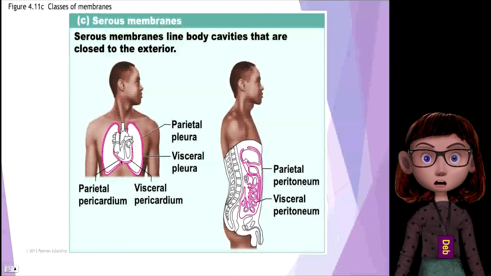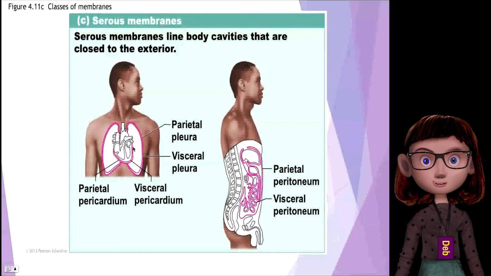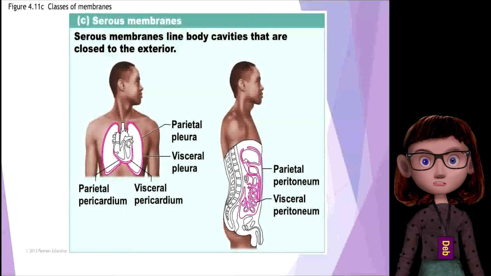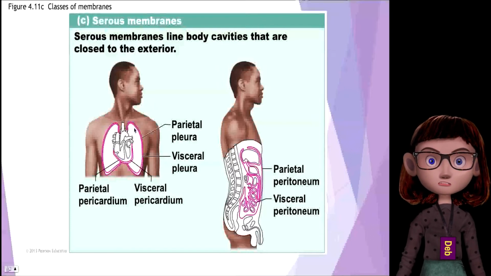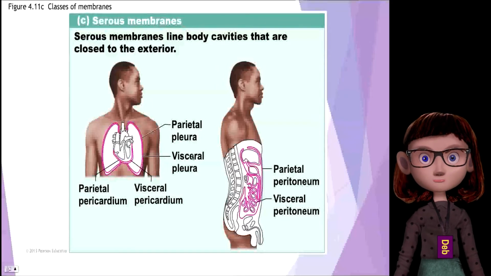Over here, this is the heart, of course, and we have a serous membrane that goes around the heart. And again, these are double membranes. The parietal pericardium clings to the area outside where the heart is sitting, and then the visceral pericardium clings very tightly to the heart itself. And then between these two layers, as is also true with the pleura, there's a thin layer of serous fluid, that when these organs are moving, lubricates them and keeps them from damaging themselves during that movement.